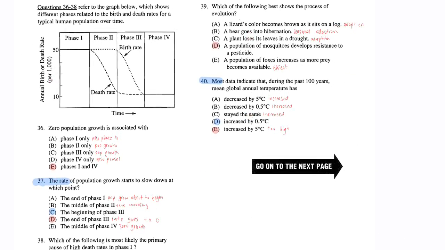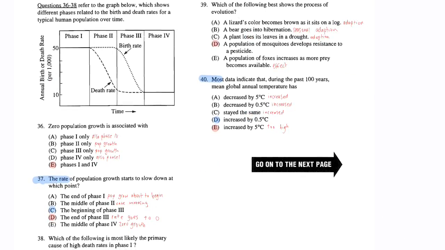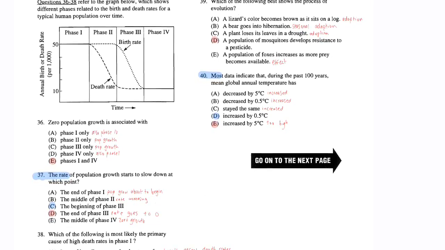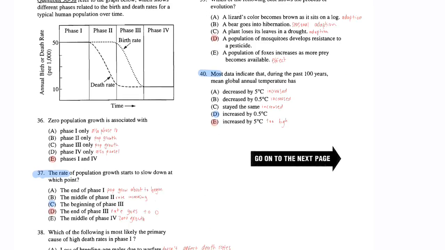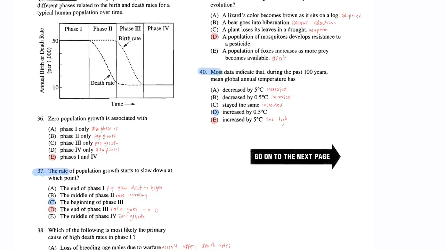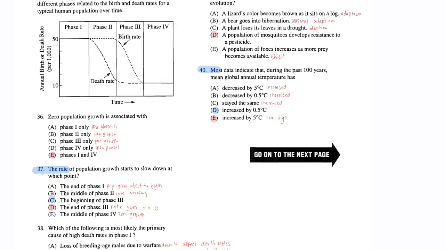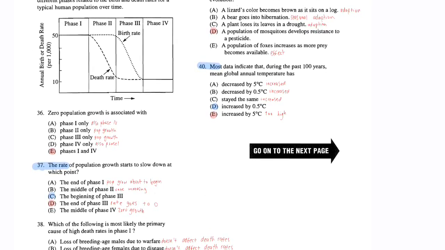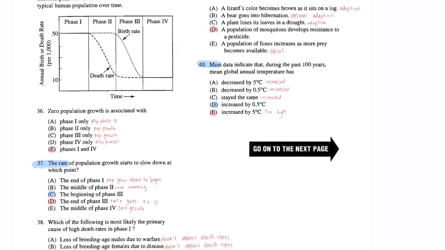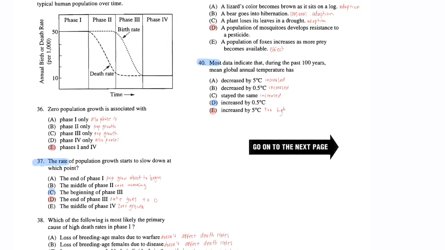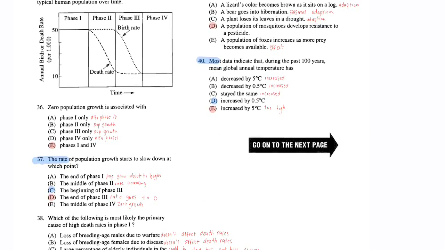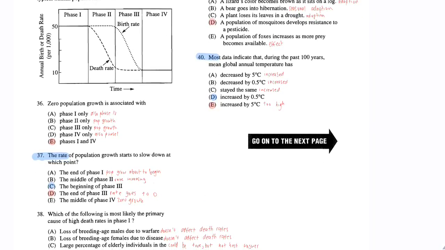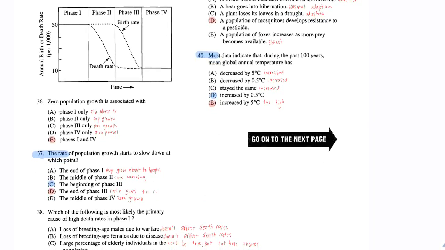For number 36, zero population growth is associated with option E, phases 1 and 4. Number 37, the rate of population growth starts to slow down, at which point it would be at option C, at the beginning of phase 3. Number 38, which of the following is most likely the primary cause of high death rates in phase 1? Would probably be D, infant and child mortality.